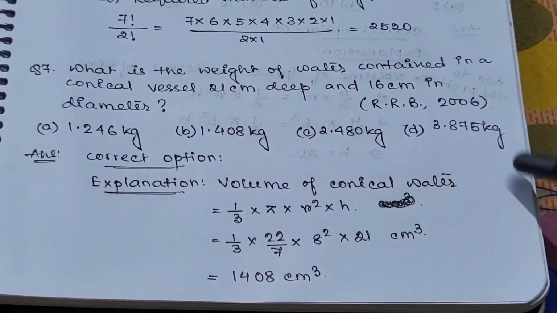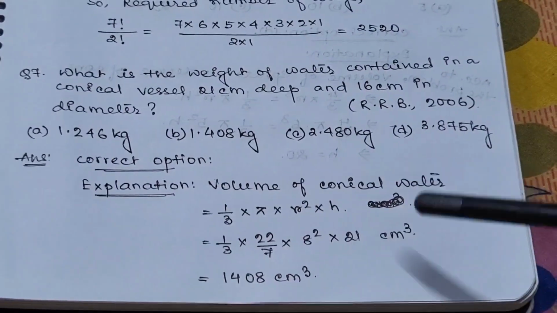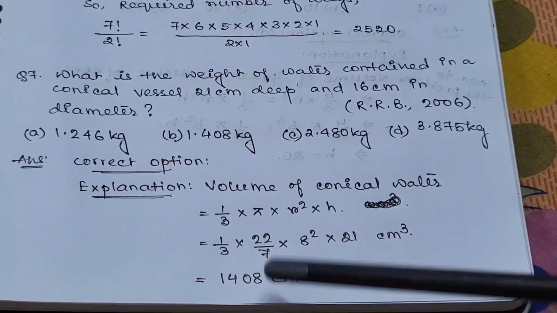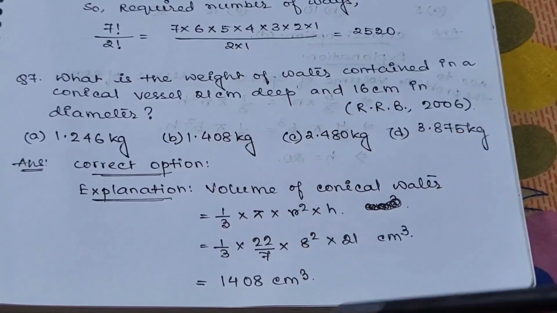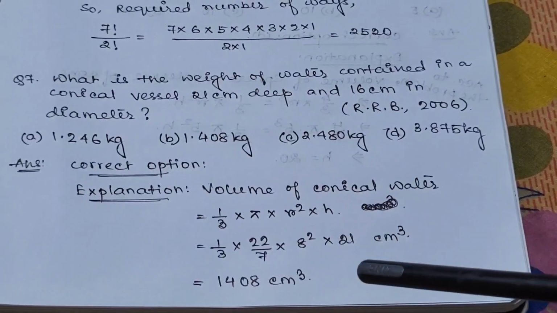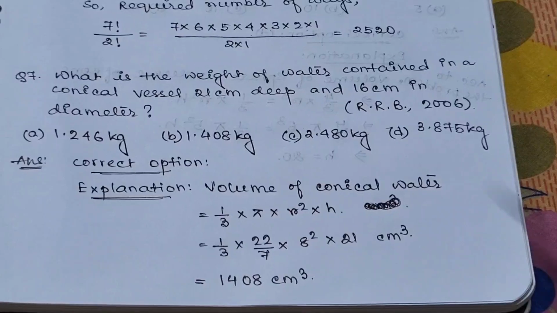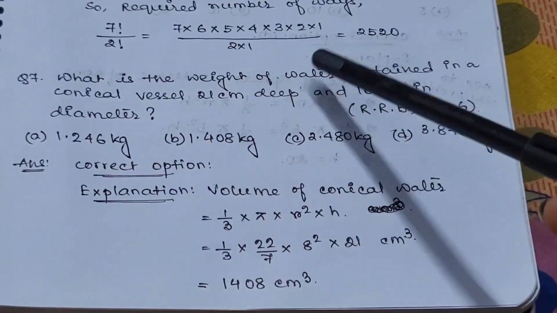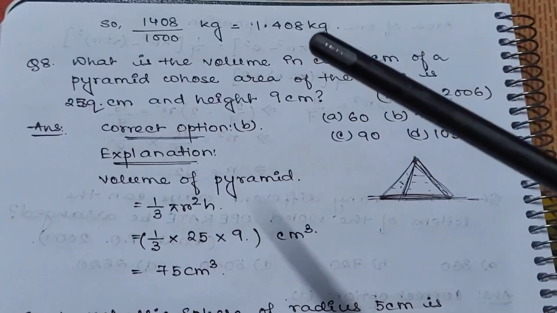Volume of the conical water vessel is 1/3 pi r square h. Pi is 22 by 7, r as I said is 8, and h is 21. On calculation this gives 1408 centimeter cube. So converting it to kg by dividing it by 1000, which gives us B. Okay, that is this.